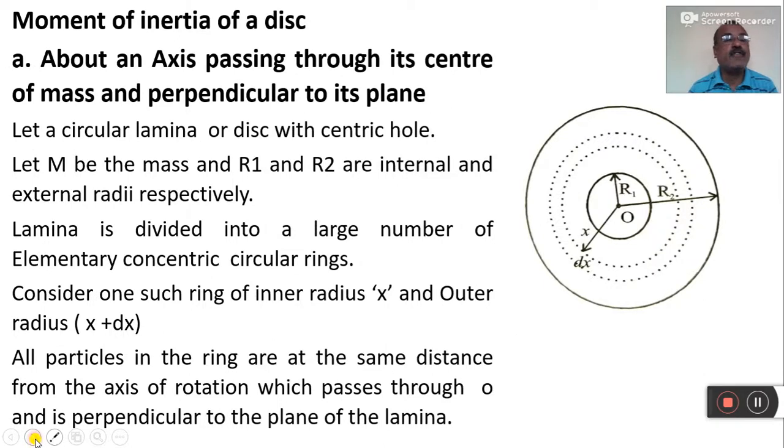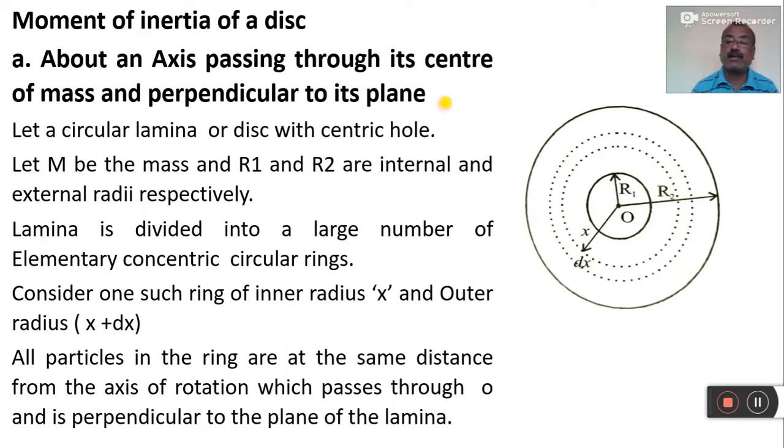Moment of inertia of a disk. They may ask you a question like this. There are different questions in this. Derive the expression for the moment of inertia of a disk about an axis passing through its center of mass and perpendicular to its plane is one of the questions.